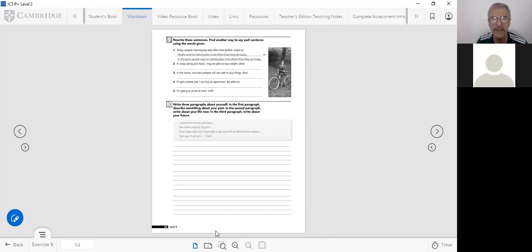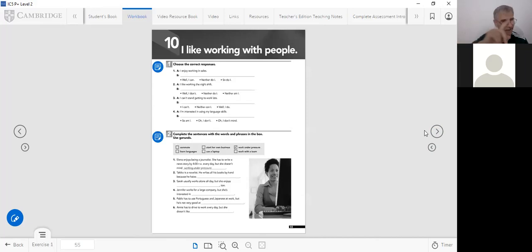So let me continue. This is page 54 of the workbook. The next page is not related to unit number 9. We have already covered unit number 9 completely on the video resource book, on the student book, and on the workbook. So completely we have covered everything.